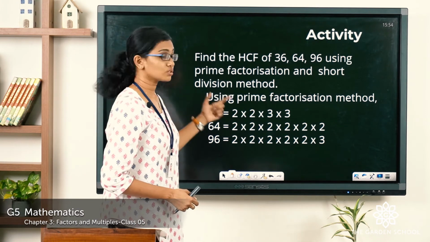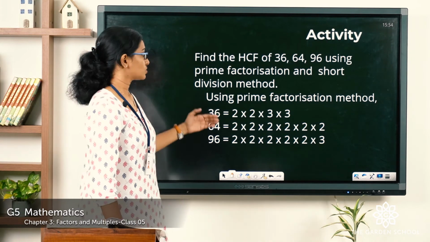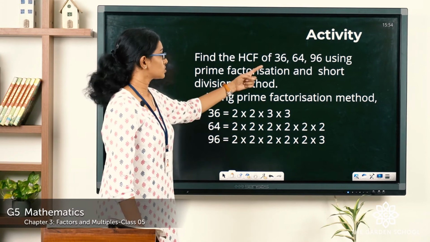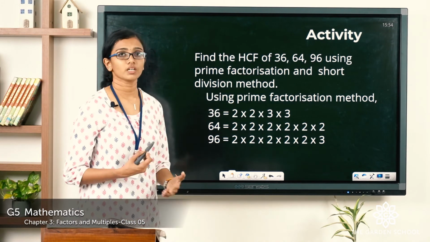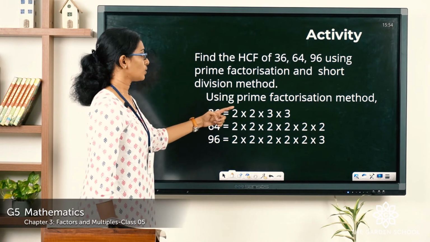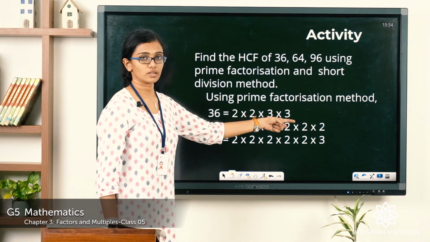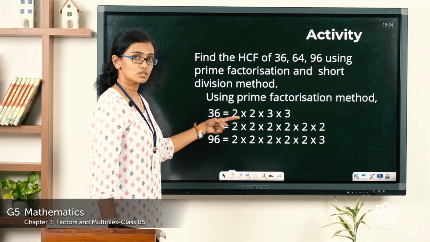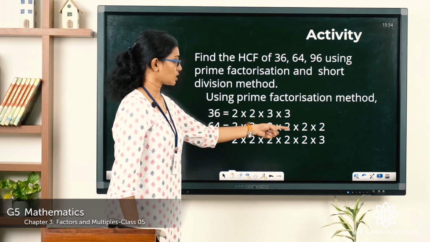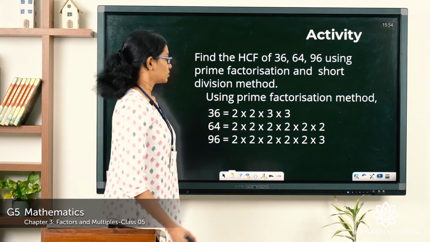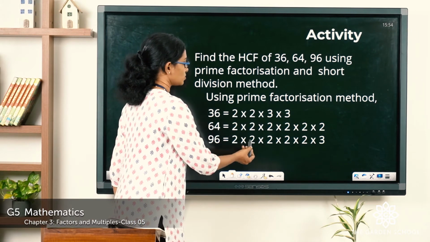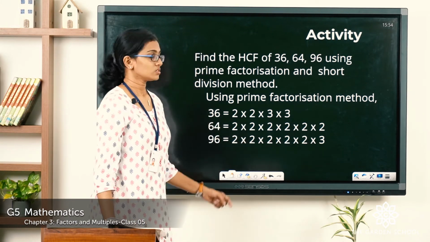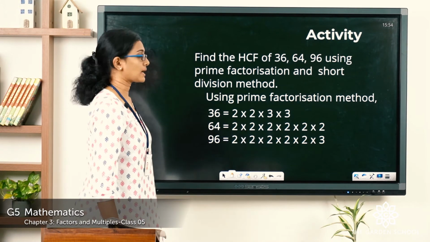So, first let's do the prime factorization method. So, we have the numbers prime factorized. The first number is 36. 36 can be written as 2 into 2 into 3 into 3. Now, what about 64? 64 can be written as 2 into 2 into 2 into 2 into 2 into 2. So, 96 is equal to 2 into 2 into 2 into 2 into 2 into 3. So, here you have the numbers prime factorized.